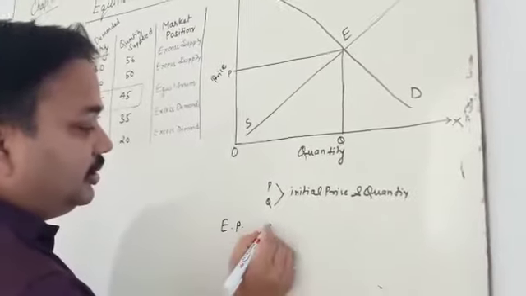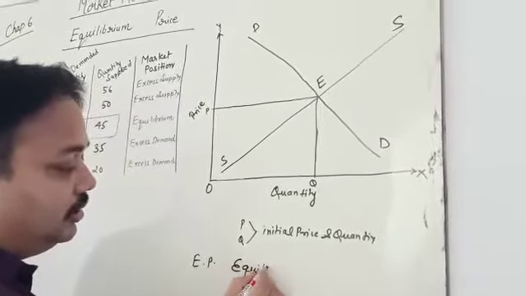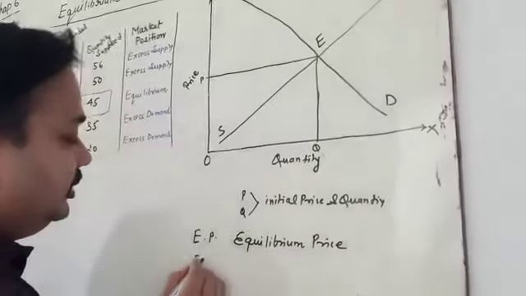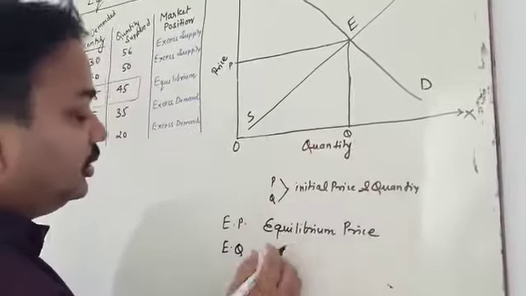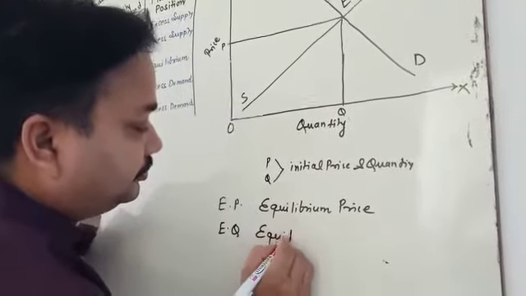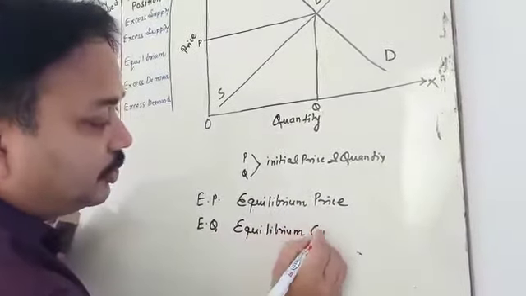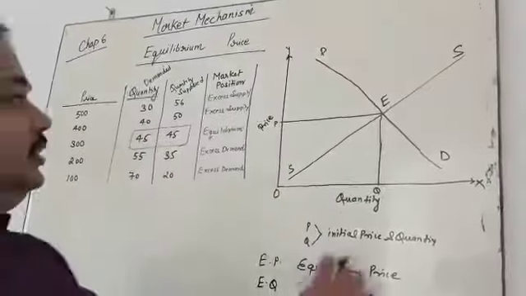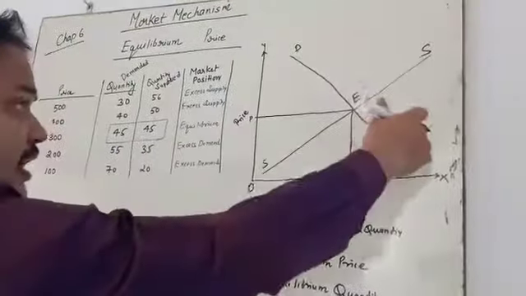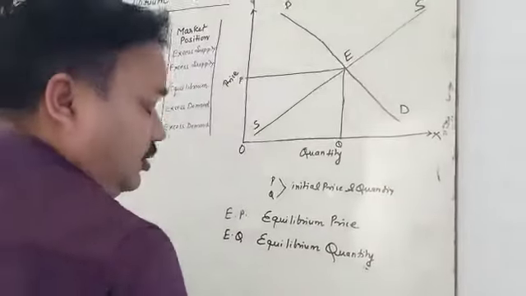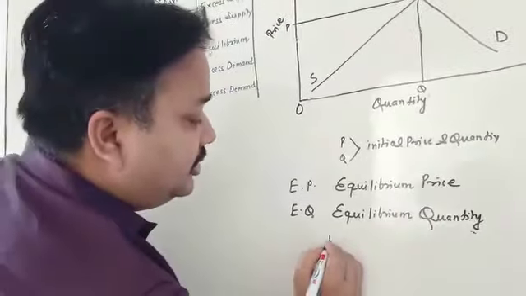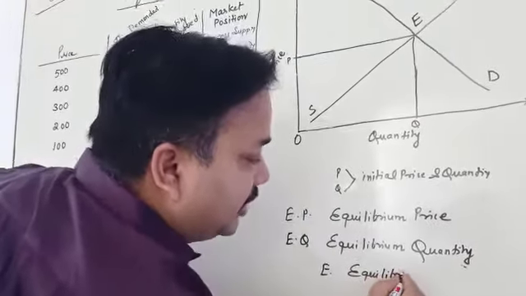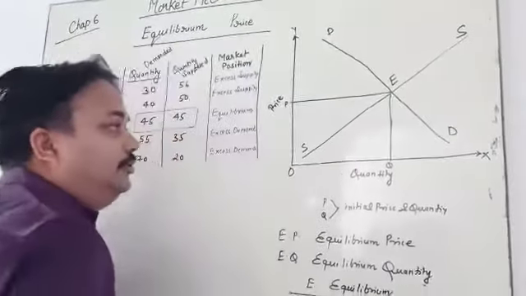EP is equal to equilibrium price. EQ is equilibrium quantity. And E is the equilibrium position where the demand and supply curves cross, like a scissor. E is a point that is called equilibrium. So in this topic you can understand how to draw the diagram of the equilibrium position.